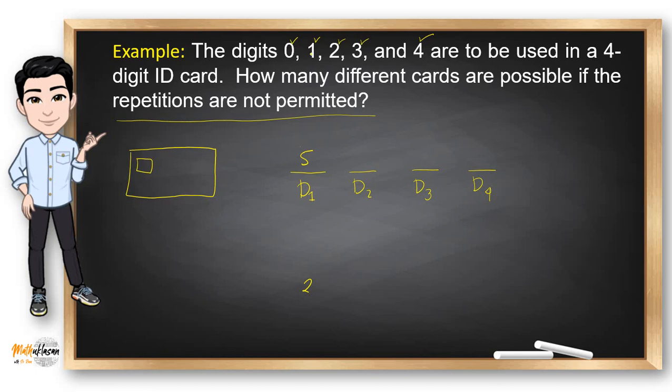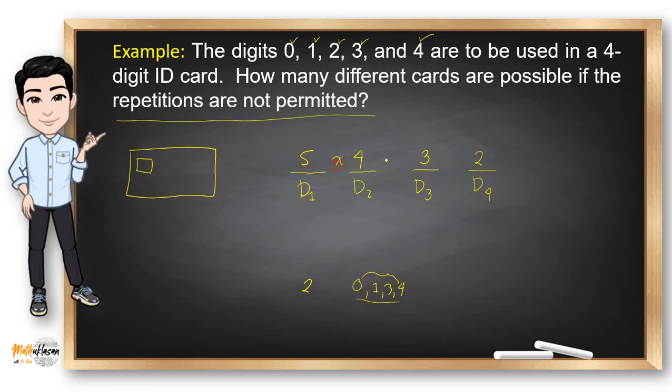Okay, so the options that we only have are 0, what else? 1, 3, and 4, right? So how many are they? They are 4. So after choosing the first one, the first digit here, we only have 4 choices for the second digit. Now after choosing the first two, then we only have 3 options here, and then only 2 here. So it's just subtracting 1 for each event, right?